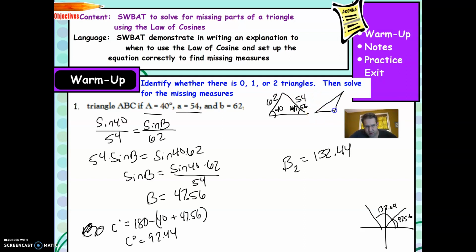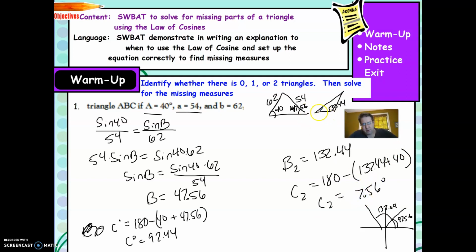So this triangle would look more like this, and this would be 132.44. So this is going to give us all sorts of different answers. Now, first of all, C could also be 180 minus 132.44 plus the 40-degree angle for angle A. So this is going to tell us that C can also be 7.56 degrees.